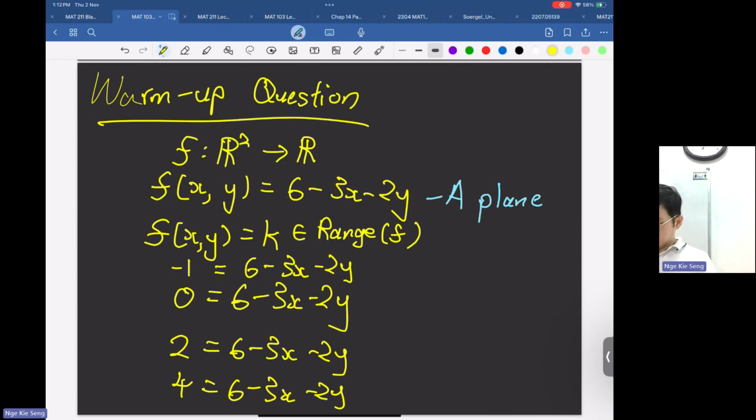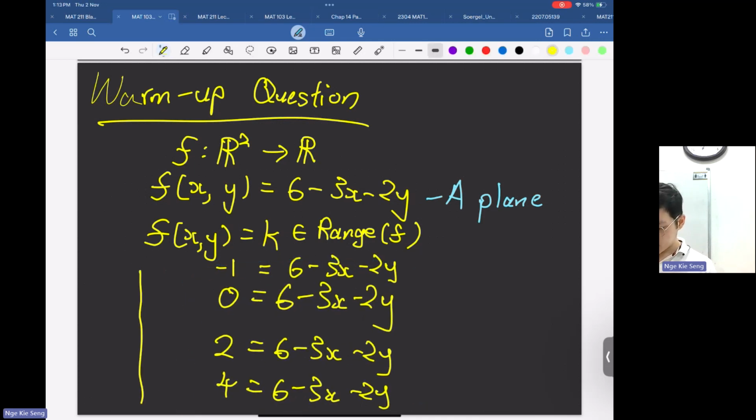So what are these lines? I want to show you this picture here. Let's just do one of them. For this, you will get y equals negative 3 over 2 x, and then plus 7 over 2. The slope is negative 3 over 2, and the y intercept is plus 7 over 2, not negative 7. Okay, good.